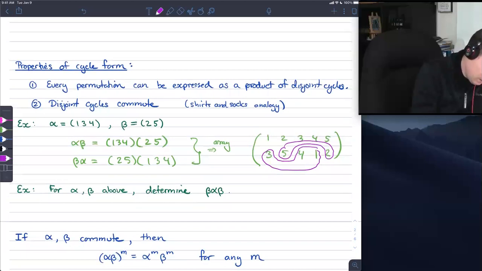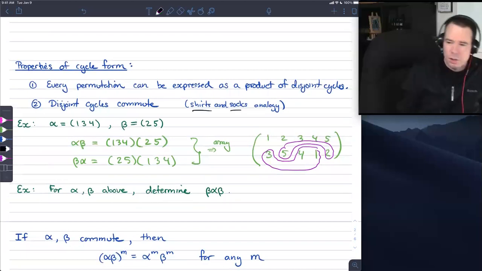I've indicated here it's sort of the shirts and socks analogy. So the idea is that I can put my shirt on and my socks on in either order, shirt first, socks second, or socks first, shirt second. The end result's the same. It's the socks and the shoes that cause a problem. Order matters there. I don't want my socks on top of my shoes.